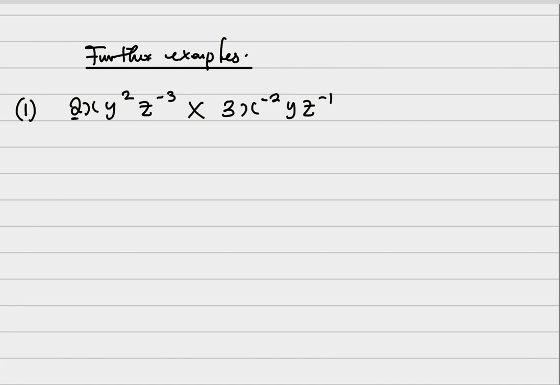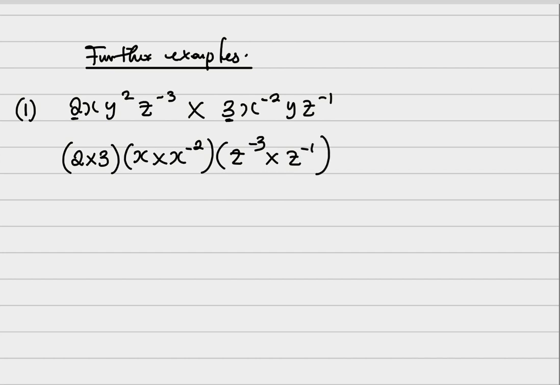You see this 2 and this 3, they are just normal numbers, so I have 2 times 3. I'll keep it. Then I'll go with y times the other y here, which is y raised to power minus 2. I keep it. Then I pick z raised to power minus 3, times z raised to power minus 1. I have it this way. Once you do it this way, it becomes very easy. You can easily apply the law.